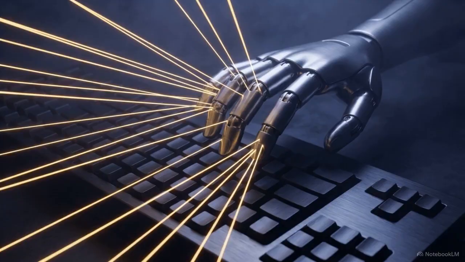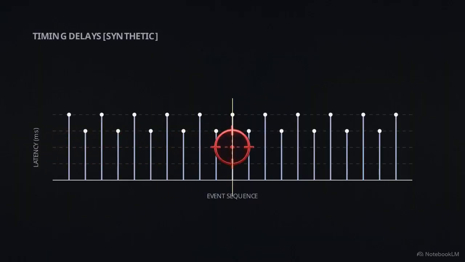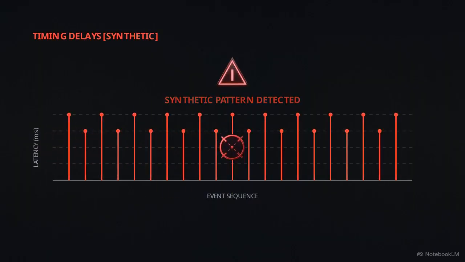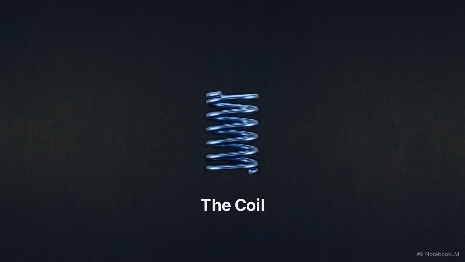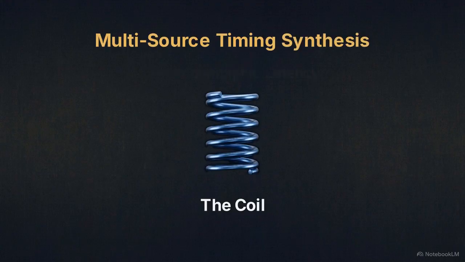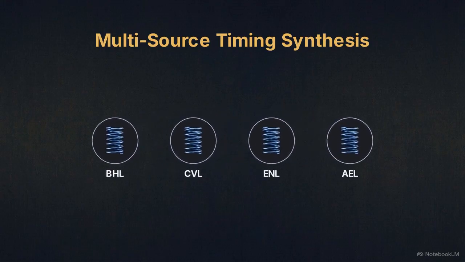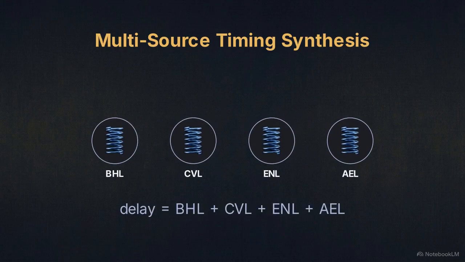Traditional anti-detect browsers try to mask physical habits using mechanical randomness. Artificial intelligence immediately flags standard random number generation as synthetic machine behavior. The Sovereign Shield solves this with the Coil. It uses multi-source timing synthesis to engineer anthropomorphic latency. It calculates 4 variables to create a synthetic signature that feels biologically authentic.